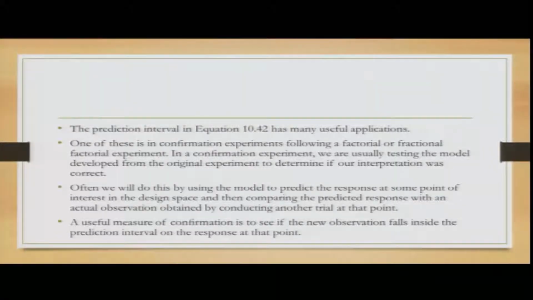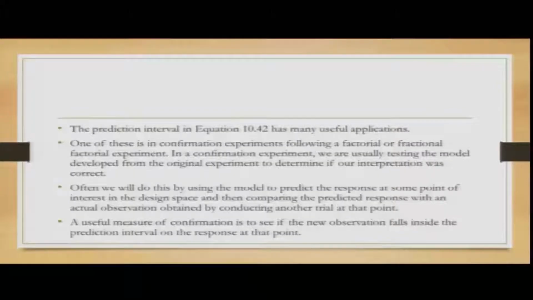So, the prediction interval would have many useful applications. One of those is the confirmation experiment following a factorial or fractional factorial experiment. In a confirmation experiment, we are usually testing the model developed from the original experiment to determine if our interpretations were correct. So, given an in sample and out sample, we will first test our model for the in sample and then try to utilize that model for the out sample and find out the robustness of our model.